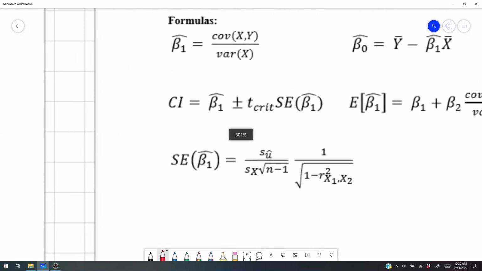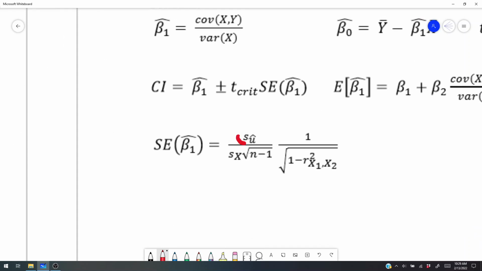The only three things that can affect the precision of your estimates are the amount of noise in the data, the amount of signal in the data, which is the variation in x, and the noise was the variation in the error terms. So you've got the amount of noise in the data, the amount of signal in the data, and how much data there is. Those are the only three things.